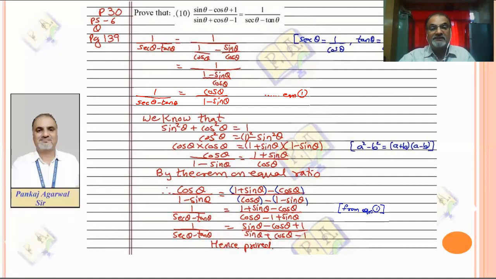I'll write this as equation 1 over here.